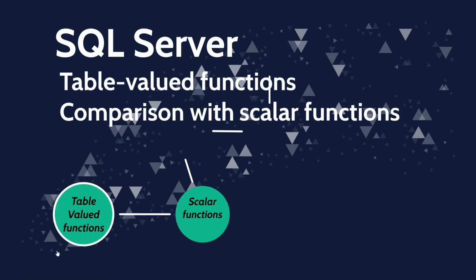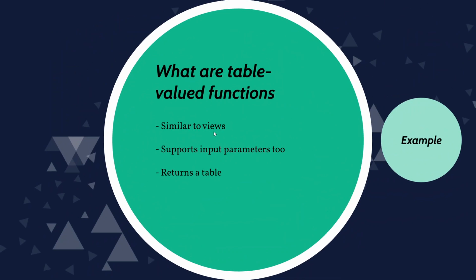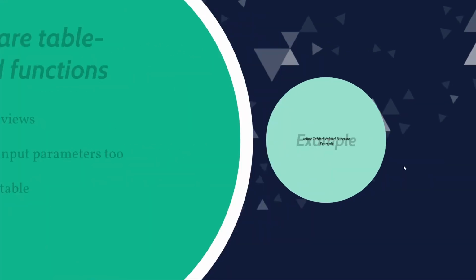First things first, we're going to start with table valued functions. So what are table valued functions? Table valued functions are very similar to views, as we talked about in the previous video. Views are basically a virtual table, and the best thing about table valued functions is that they also support input parameters, and they return a table, which we're going to be talking about now. So let's take a look at an example.